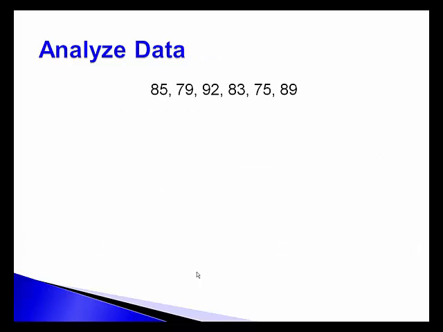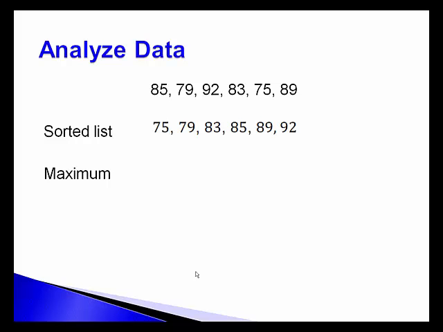Let me remind you what the test scores are, and the next thing I'll ask you to do is write what we call a sorted list. That means you'll need to sort these in order from smallest to largest. When you do that, here's what you should now have. 75, 79, 83, 85, 89, and 92. And then we want to calculate the following for this data set. We want to find the maximum. Well, once you have them sorted, picking out the maximum is not so hard. It's the number that's farthest to the right, and it's a 92.